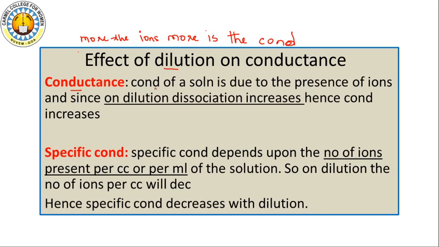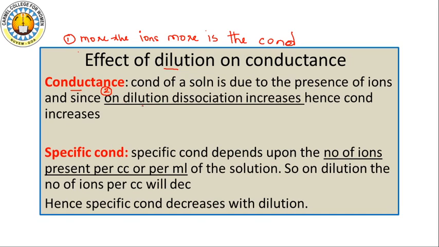Now, conductance of a solution is due to the presence of ions, and since on dilution, dissociation increases. This is what I have underlined, you have to remember. First thing to remember here: more the number of ions, more is the conductance. Second thing you have to remember is when you dilute the solution, these are points to remember. What I am marking 1 and 2 are points to remember. On dilution, the dissociation increases.